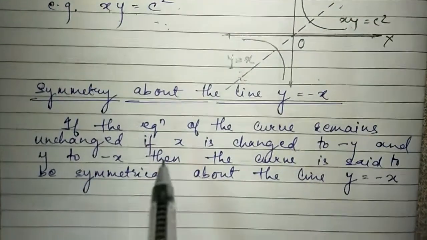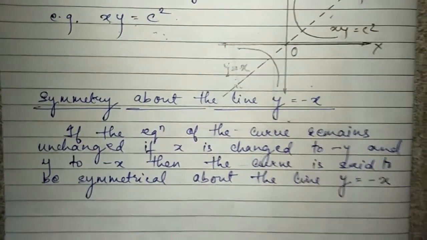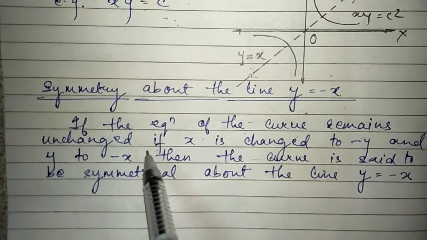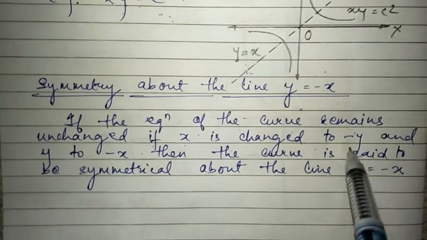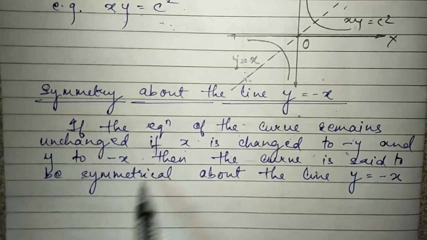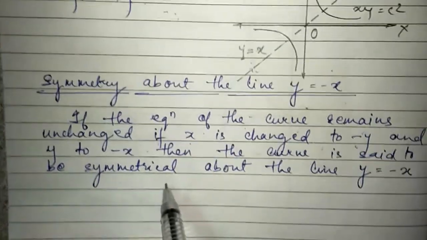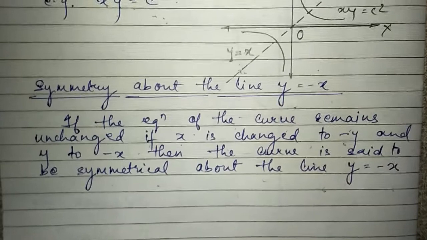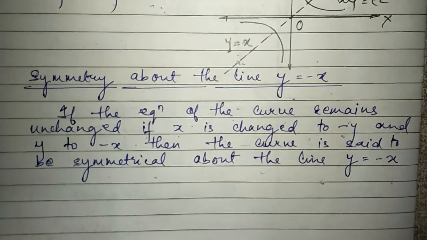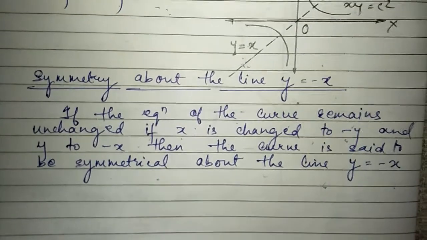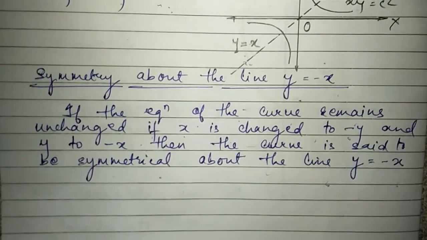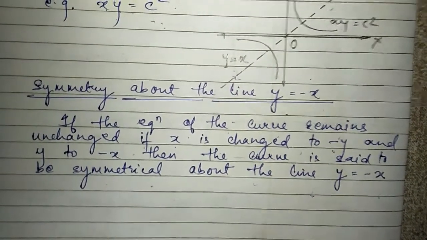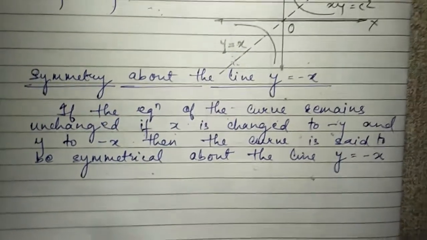And the last one, symmetry about the line y is equal to minus x. If the equation of the curve remains unchanged when x is changed to minus y and y to minus x, then the curve is said to be symmetrical about the line y is equal to minus x. That is, in the given equation of the curve, we have to replace x by minus y and y by minus x. And then if the equation of the curve remains unchanged, we can say that the curve is symmetric about the line y is equal to minus x.